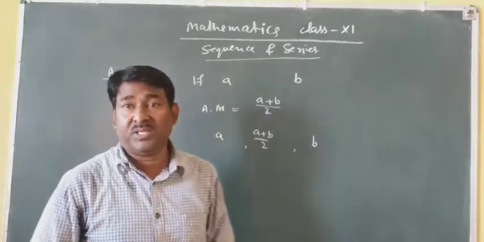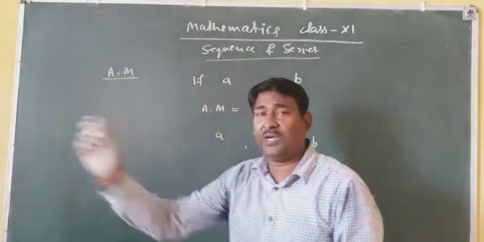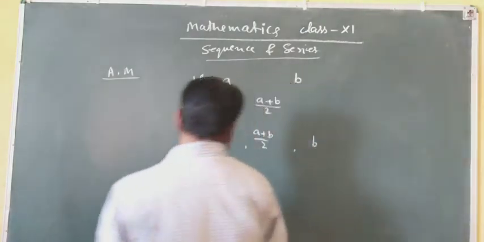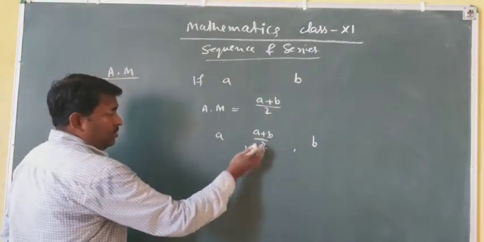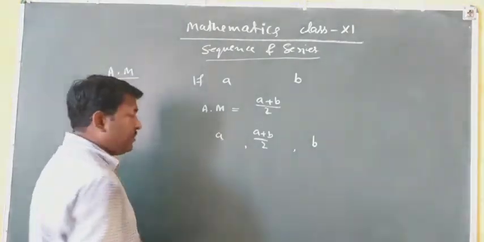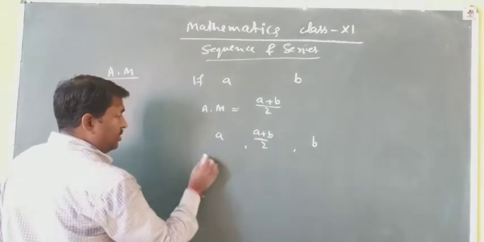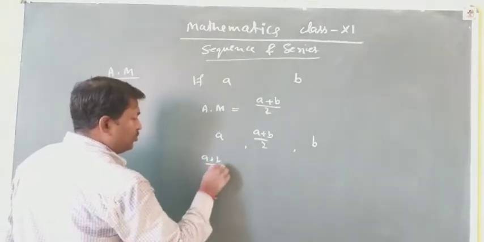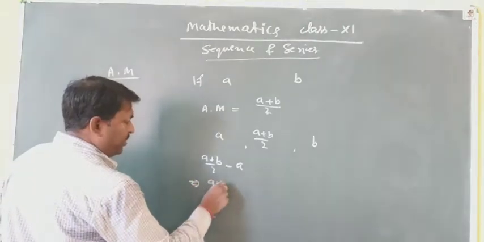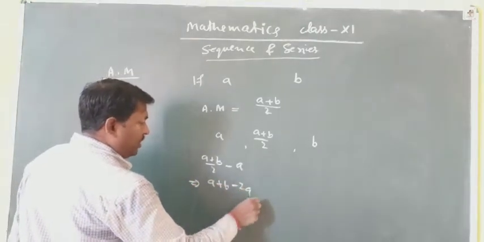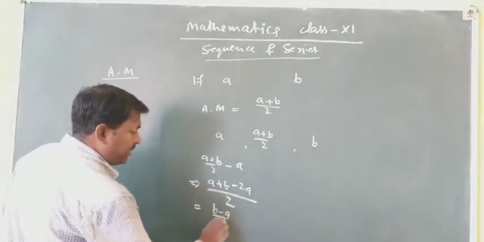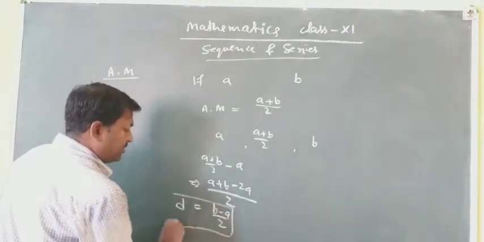A sequence is said to be in AP if the common difference remains the same. And what is the common difference? The difference between two consecutive terms should be the same. So the common difference here is (A plus B) by 2 minus A, that gives (A plus B minus 2A) by 2. What will you get? (B minus A) by 2. This is the common difference.